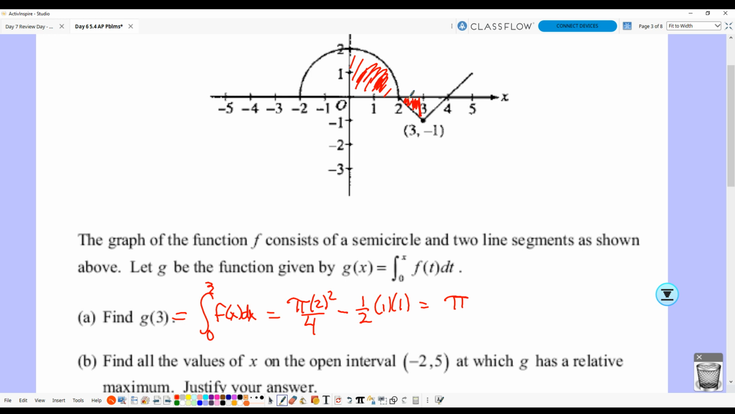Be careful visually. A lot of you want to jump to the other side of it and complete the whole triangle, but it said to 3. And that triangle is 1/2 by 1 by 1. And he said it's below the x-axis, so we're subtracting.